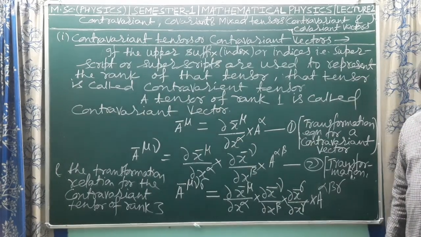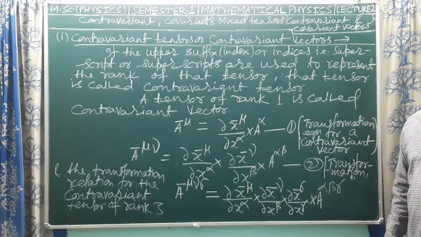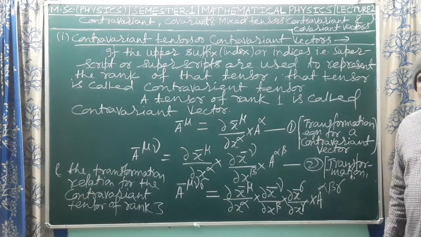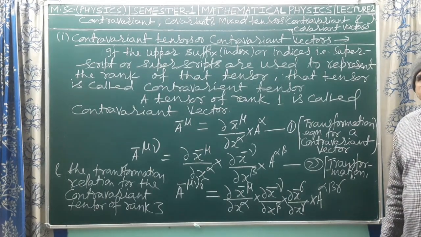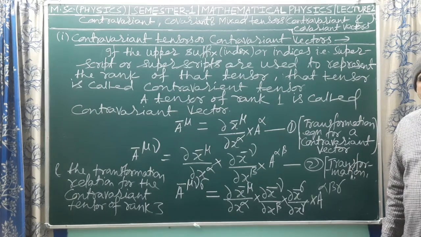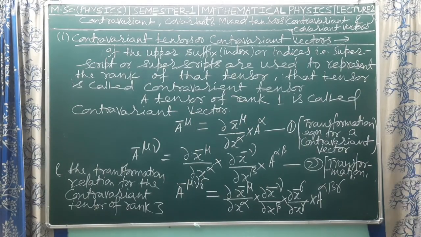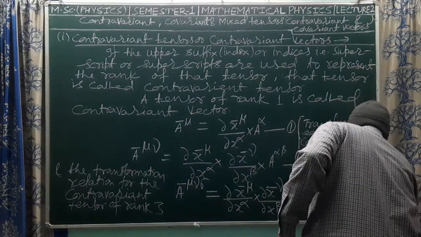So in this case the components a mu nu sigma are the contravariant tensor of rank 3. Suppose it is equation number 3.